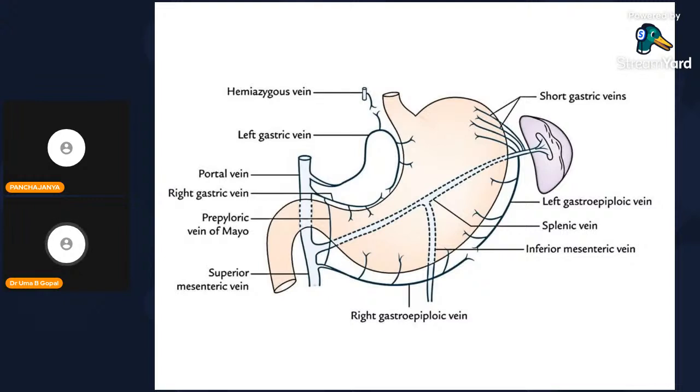From there it enters the liver, and 80% of the blood supply of the liver is from the portal vein. So the portal vein drains the venous blood from the stomach, from the right gastric, left gastric, right gastroepiploic, and all these into the splenic vein, from there into the portal vein, and from there into the liver.